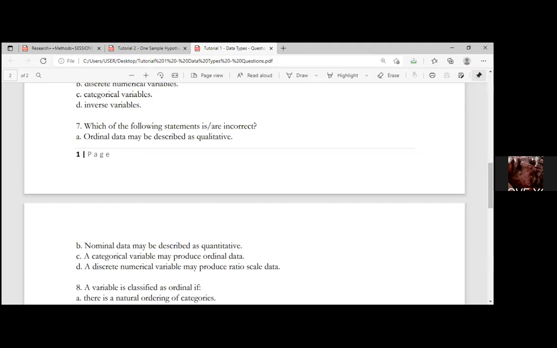Charlene. Statement B, nominal data may be described as quantitative. Thank you very much. Because ordinal data is under categorical, which is also called qualitative. A categorical variable can produce ordinal data, and numerical can produce ratio, but nominal data is not under quantitative. Thank you very much.